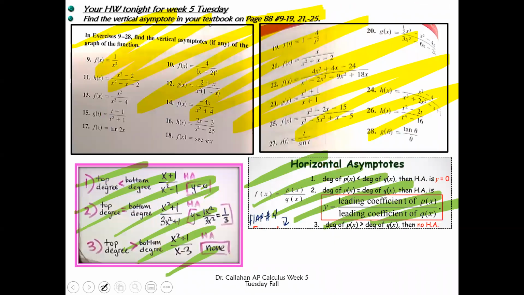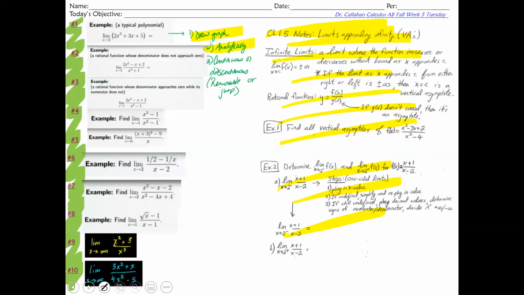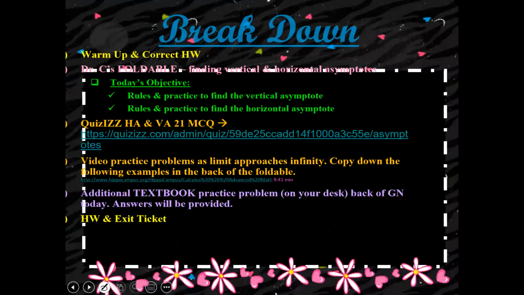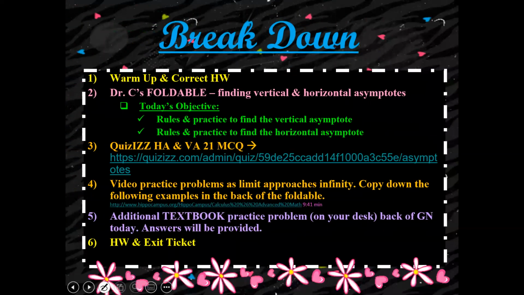All right, so today what we're going to talk about is going to be rules and practices to find the vertical asymptote and rules and practices to find a horizontal asymptote. I do have a quiz that has 21 questions on vertical and horizontal asymptotes. I also have a video practice problem as limit approaches infinity. You can go ahead and copy down the examples on a separate piece of paper as well.